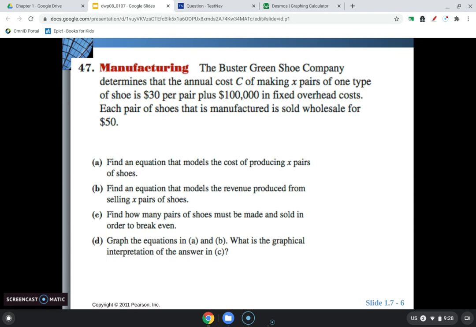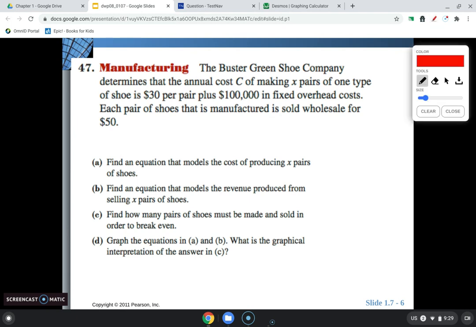All right. The Buster Green Shoe Company determines the annual cost of making X pairs of one type of shoe is $30 per pair plus $1,000 in fixed overhead costs. Each pair of shoes at manufacturer is sold wholesale for $50. A. Find an equation that models the cost of producing X pairs of shoes. Well, cost is going to be 100,000 plus $30 per pair. Okay. B, find the equation that models the revenue produced. Well, we sell them for $50 per pair. How many shoes must be sold to break even?